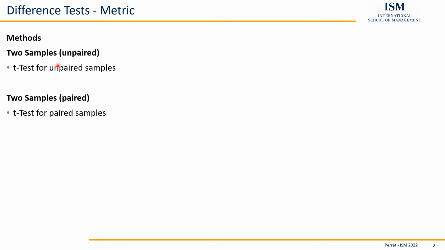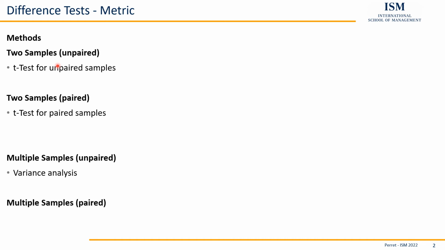This is slightly different if we work with more than two samples, but only insofar that if the data is unpaired, then we're using variance analysis. And if the data is paired, then we still use variance analysis, but variance analysis with repeated measures.